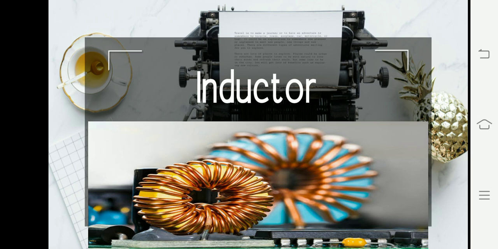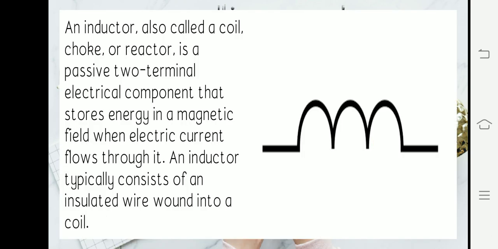Next is inductor. An inductor is also called a coil, choke, or reactor. It's a passive two-terminal electrical component that stores energy in a magnetic field when electric current flows through it. An inductor typically consists of an insulated wire wound into a coil. Inductors are used in tuning circuits. With the help of inductors, the tuning circuit can select the desired frequency.